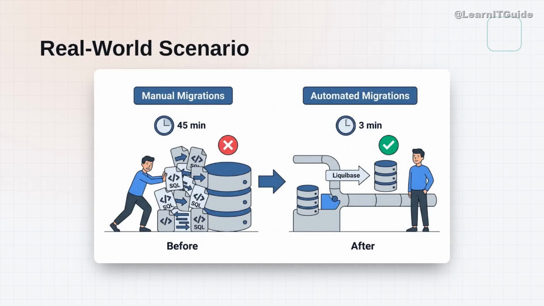Let me tell you about an e-commerce company I encountered. They were doing everything manually. Every time they deployed, they risked breaking the database. By switching to Liquibase, they turned that 45-minute manual process into an automated 3-minute task. They went from having monthly database failures to 0 failures over the course of a year. That is the kind of impact we are talking about.